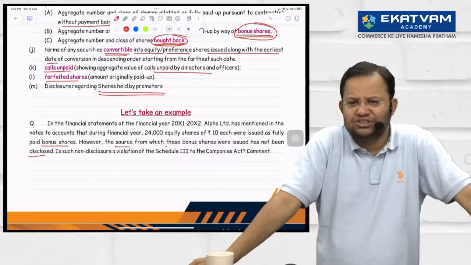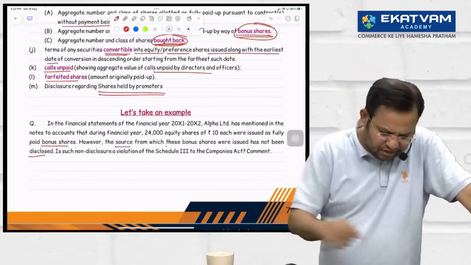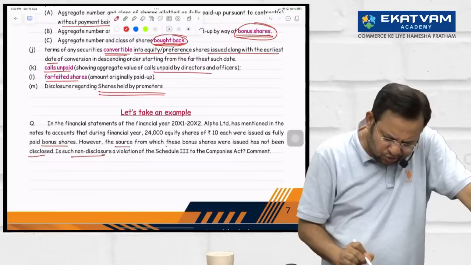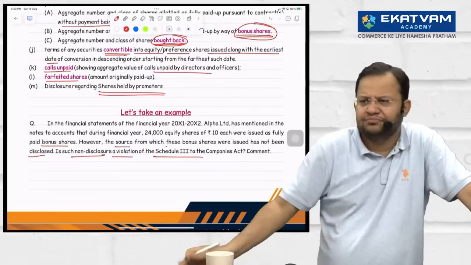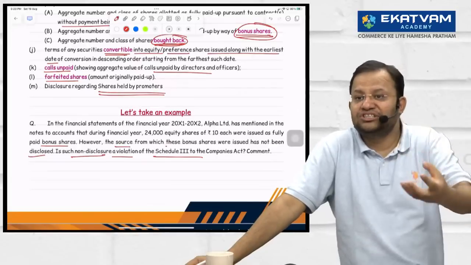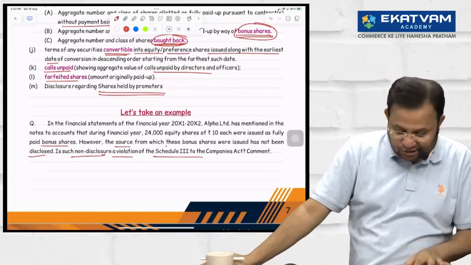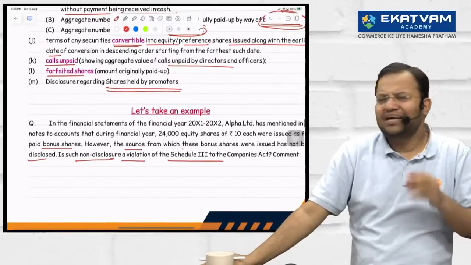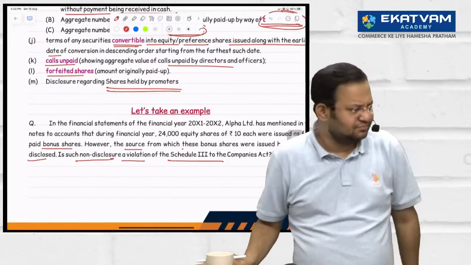Can a revaluation reserve be used? No. Is non-disclosure a violation of Schedule 3? What did they not disclose? The source of the bonus issue. What did they disclose? They disclosed that the bonus issue was done.